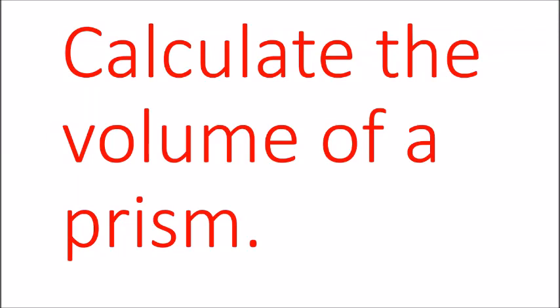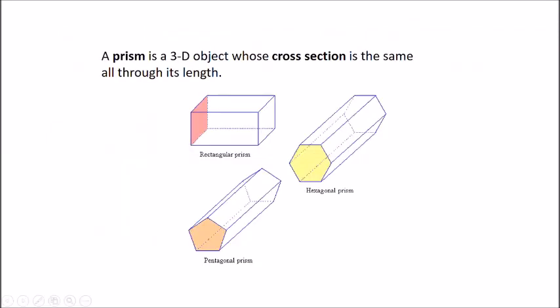Today we're going to be learning how to calculate the volume of a prism. Okay, so let's start off by recapping what a prism actually means. It's just a 3D object whose cross-section is the same all throughout its length. By cross-section, I mean just this face on the end.